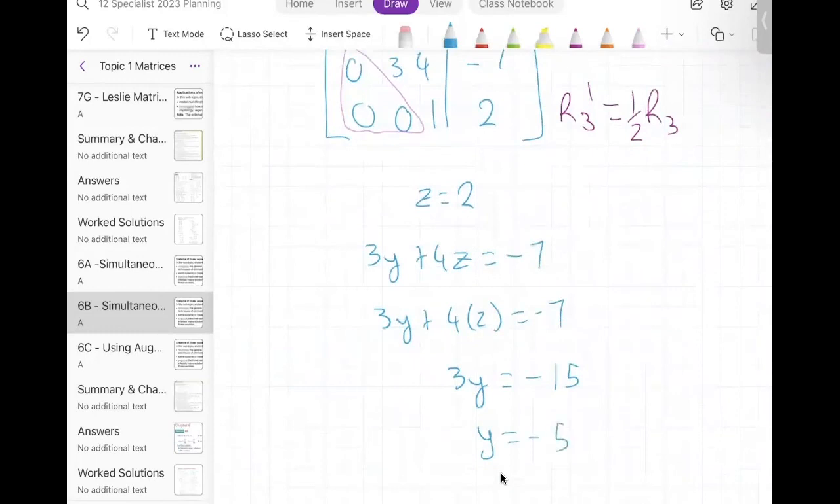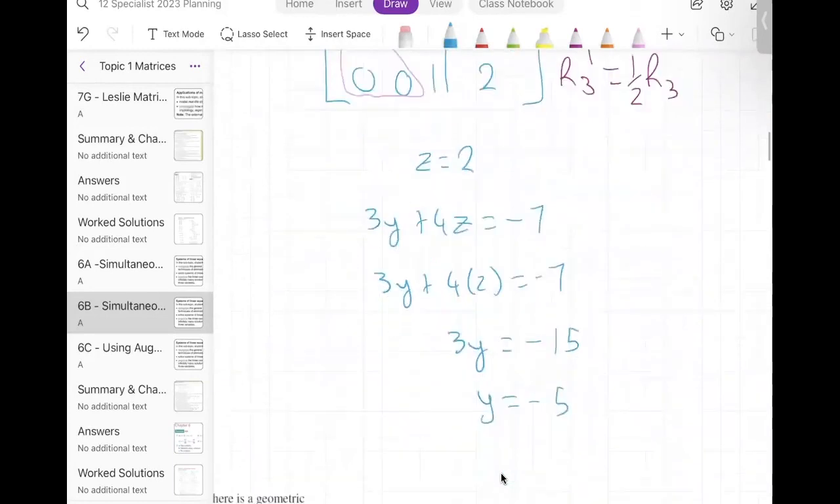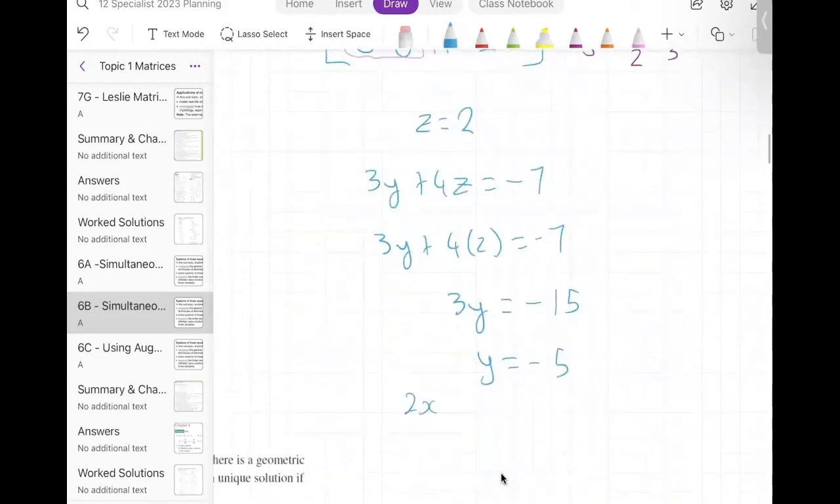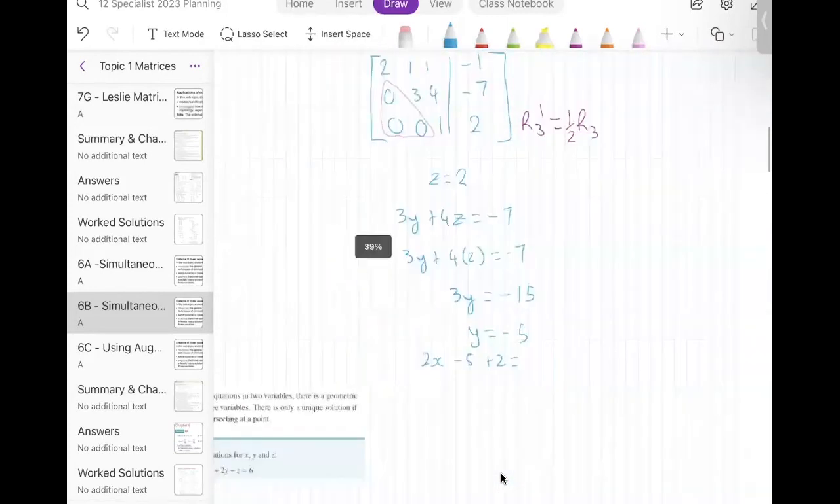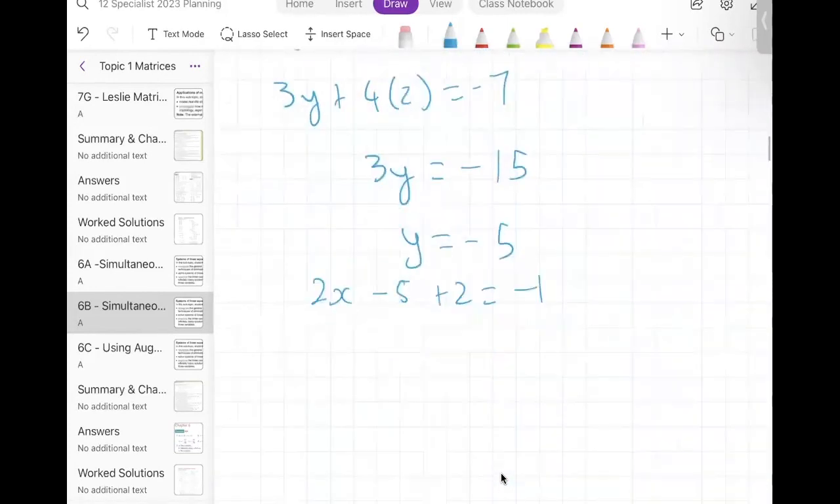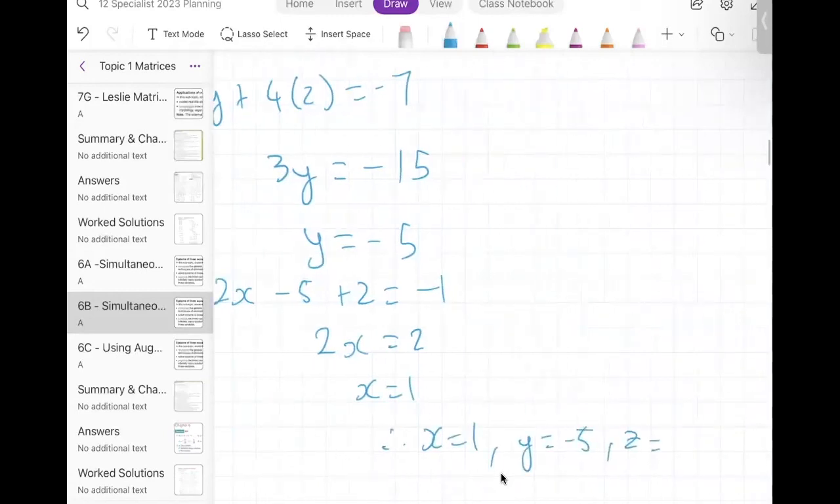I now know z, I know y. I can substitute that into my top row, which is going to be 2 lots of x minus 5 plus 2 is equal to minus 1. Subtract 2 off each side, add 5 to both sides. I get 2x. I guess I could actually just add 3, right? 2x is equal to 2, so x is going to equal 1. Therefore, x equals 1, y equals minus 5, and z is equal to 2.